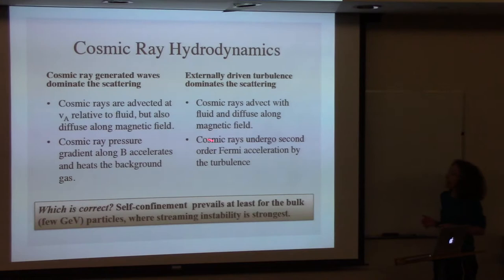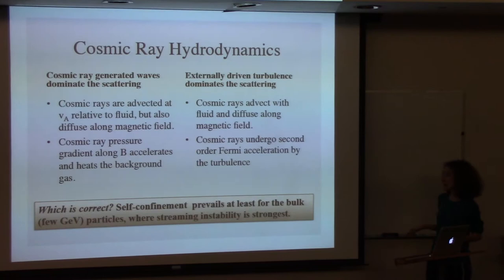And I want to distinguish between two pictures, which is under increasing discussion in the literature. The classical picture is that the waves that the cosmic rays scatter from are waves that they generate themselves, according to this streaming instability. So they're advected at the alpha speed relative to the fluid. They can also diffuse, depending on what the scattering frequency is. Their pressure gradient along the magnetic field accelerates and heats the background gas. So this is the classical picture.